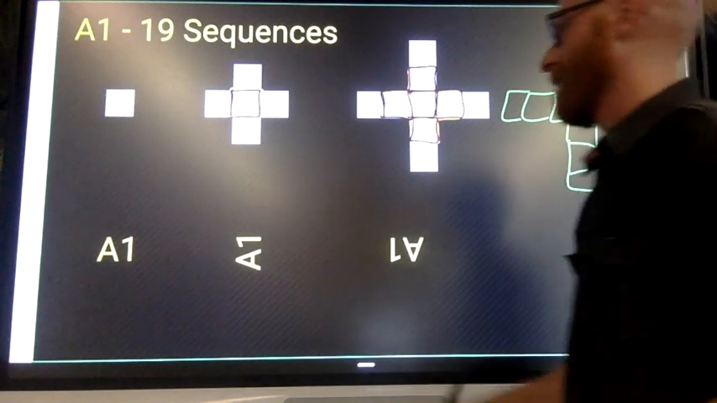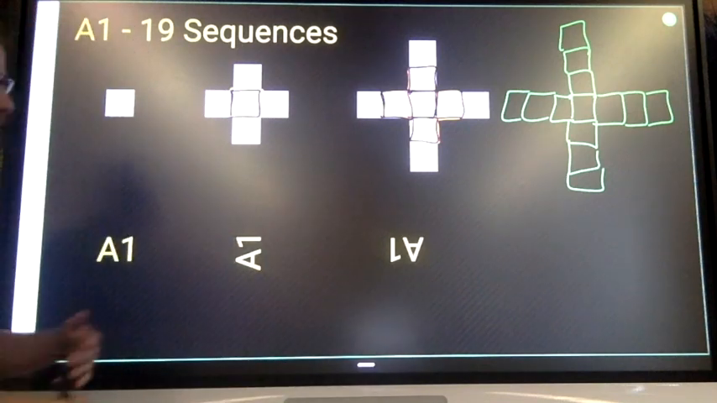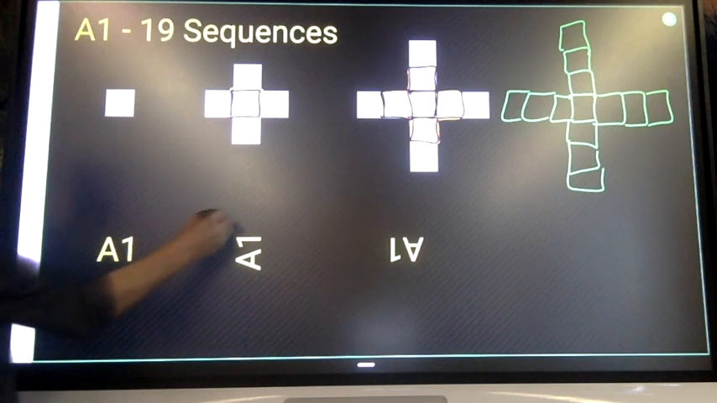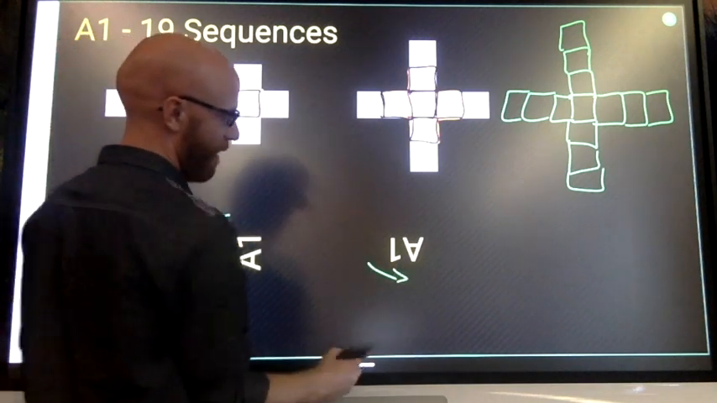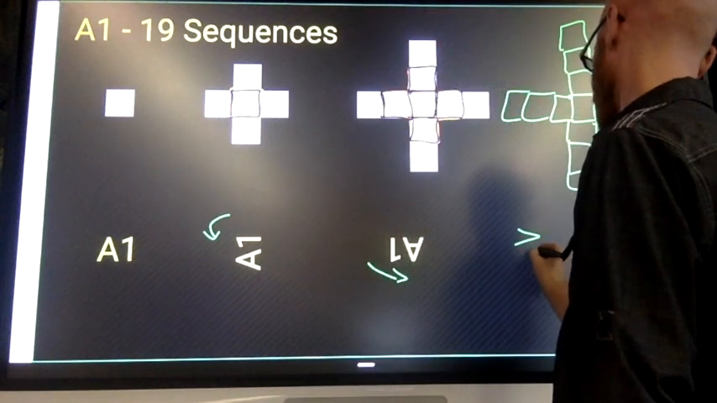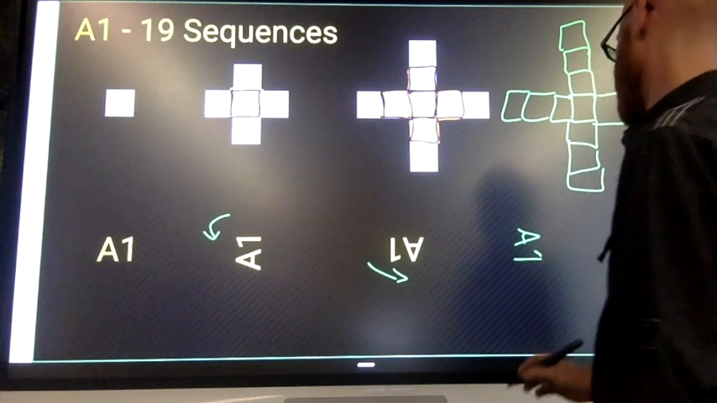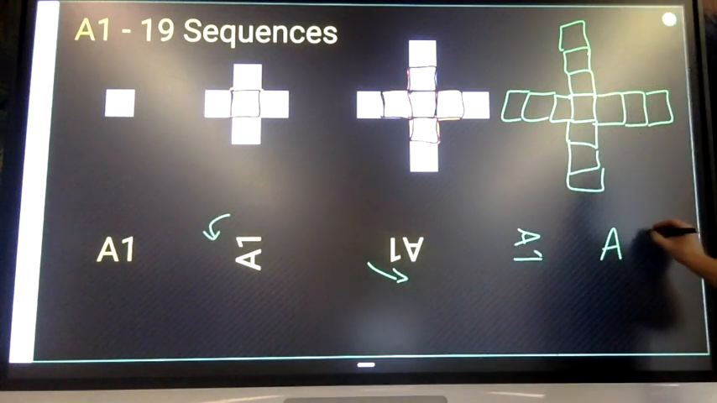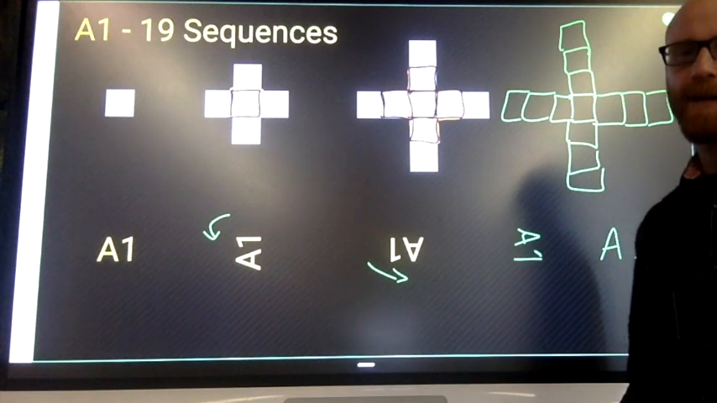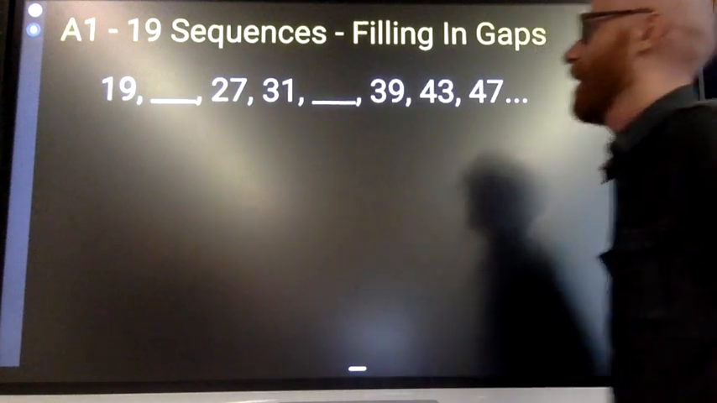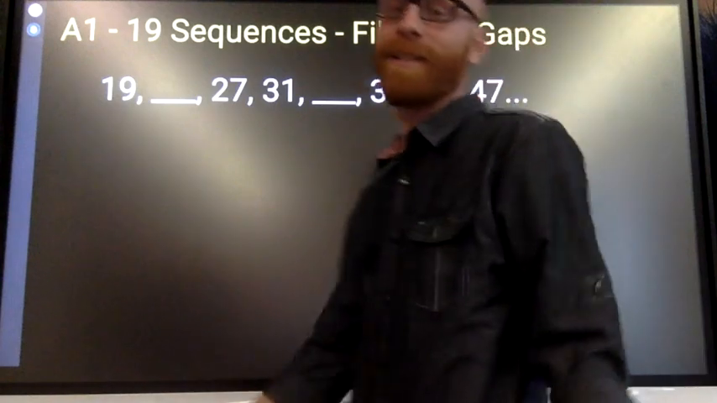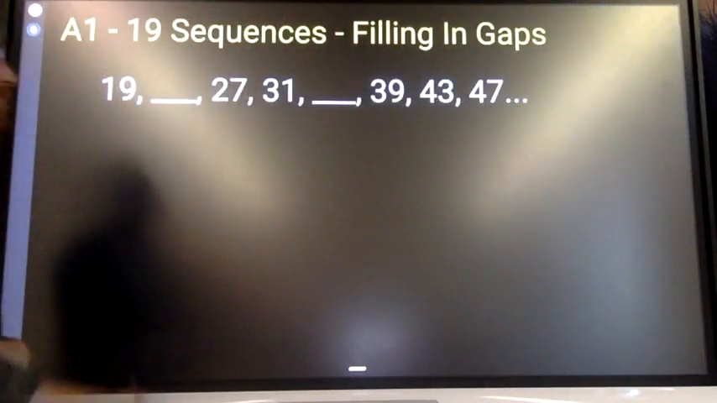You could also have letters thrown into your sequence, and we have the same symbol showing up over and over again, and what is it doing? It's spinning around 90 degrees each time. So the next one would look like this, and then after that we'd be back to our start. Okay. So there are weird sequences that you also might have to deal with. This is where sequences sometimes get tough for students, because if I put some gaps in here, it gets a little harder to figure out what type of sequence it is.